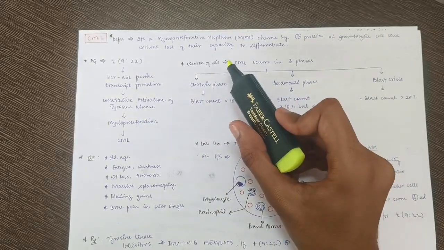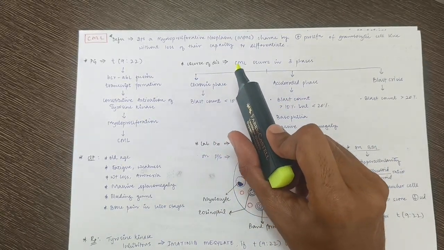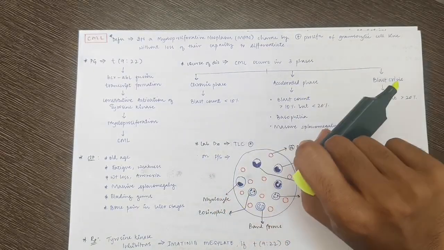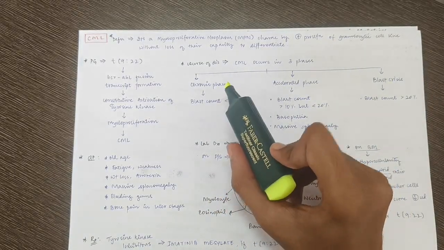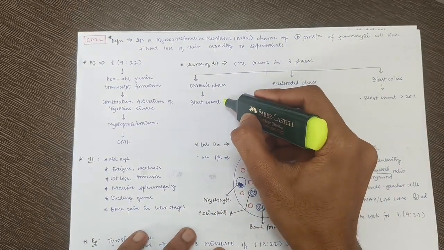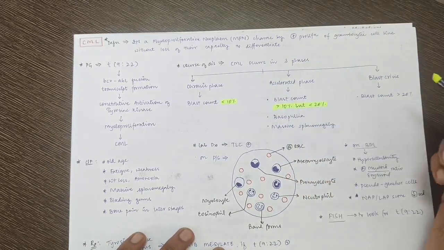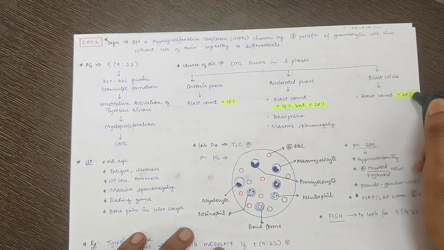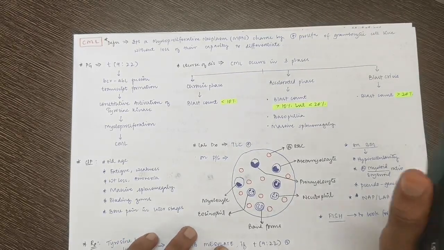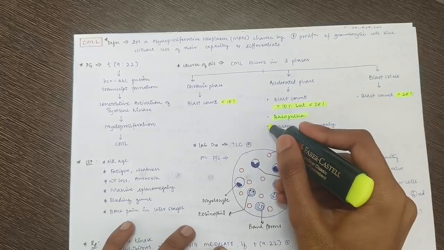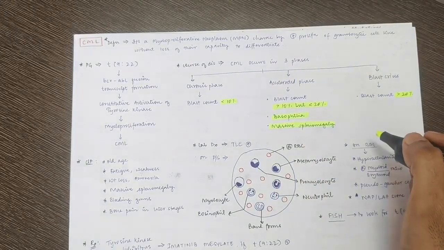Okay, what is the course of disease? Basically CML occurs in 3 phases. First phase is chronic phase, then accelerated phase and blast crisis. In chronic phase, the blast count is less than 10%, whereas in accelerated it is more than 10% but does not reach 20%, whereas in blast crisis you are going to see more than 20% blast cells. In accelerated phase, you are going to see basophilia and massive splenomegaly.